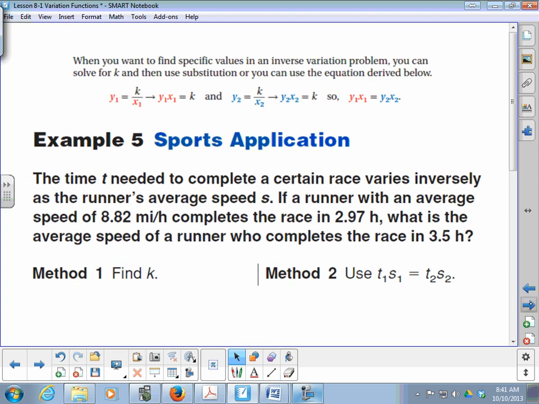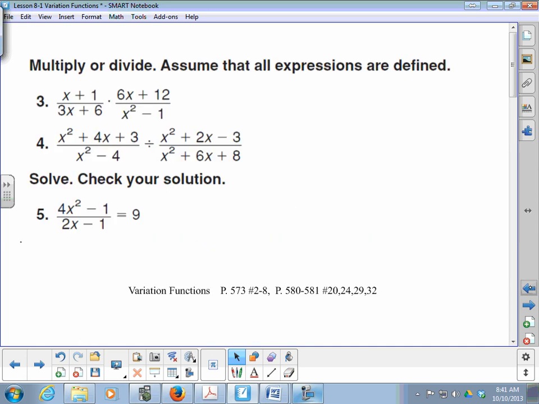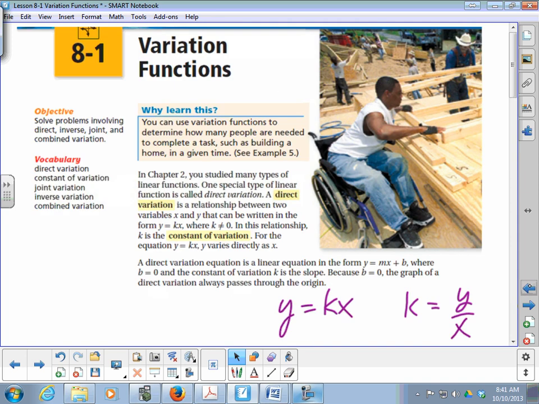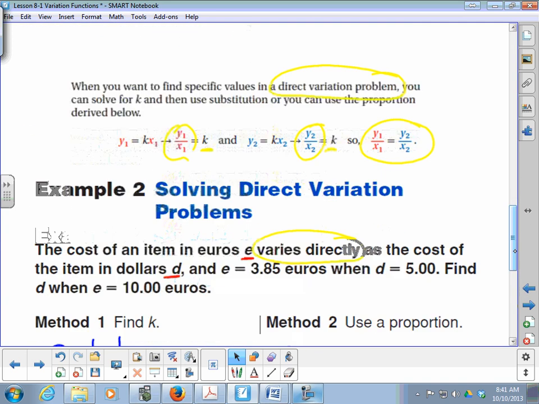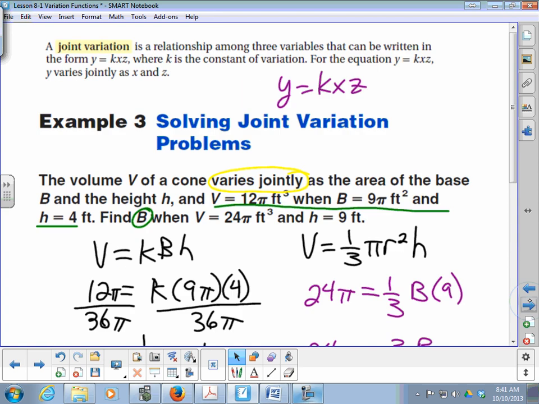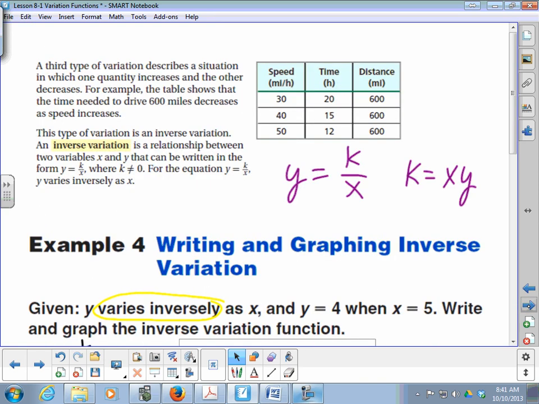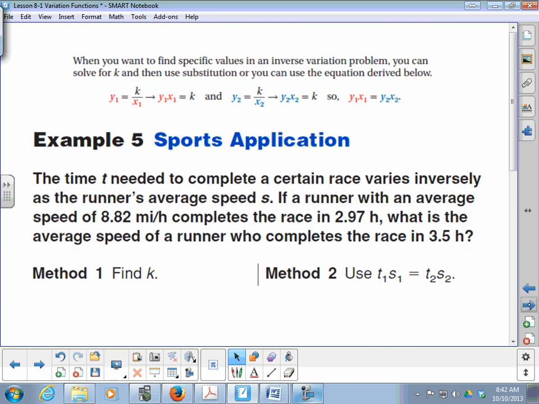So let's look at an inverse variation problem. All right, we did direct variation problems, inverse variation problems. With direct variation problems, we had this real nice relationship that said this proportion, y1 over x1 equals y sub 2 over x sub 2. But when we found out the inverse variation, we said, hey, k is equal to x times y. So that means that we're not doing a proportion here, but we're doing what they call a product. Okay, all right, but it's not really a proportion.